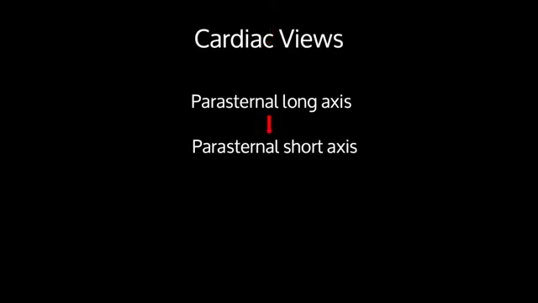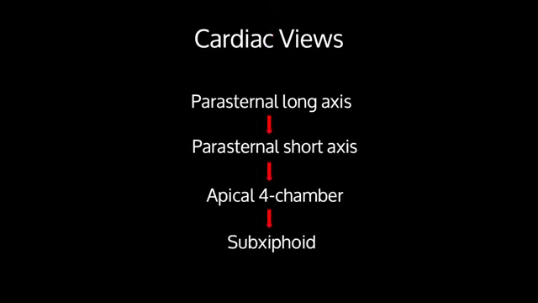Now, we will talk about obtaining the cardiac views. You can practice your echo skills by developing a systematic protocol. A suggested approach can begin with the parasternal long axis view, rotate the probe 90 degrees for short axis, move on down to the apical four chamber, and then finish up with the subxiphoid window.